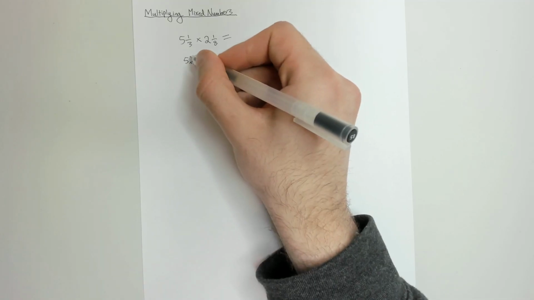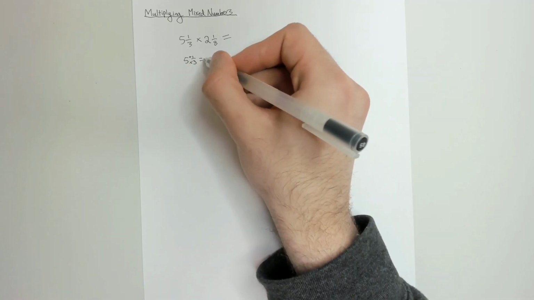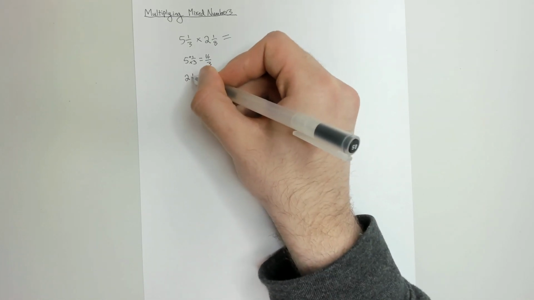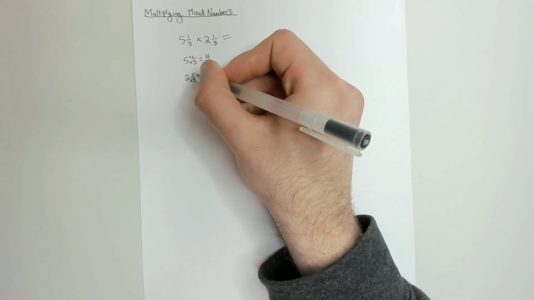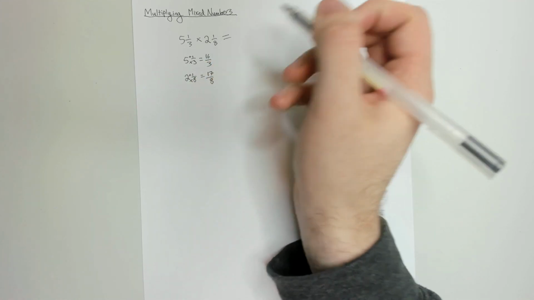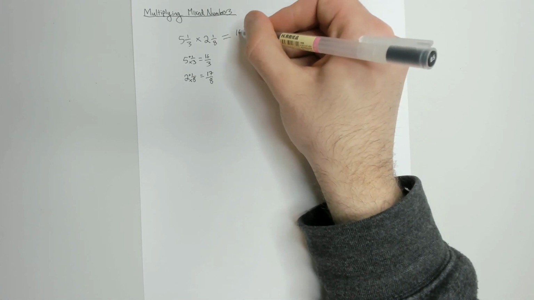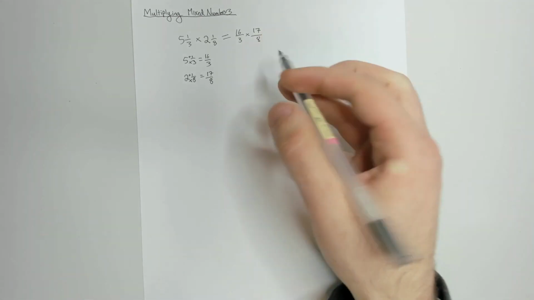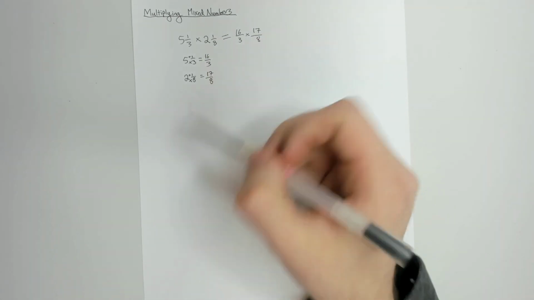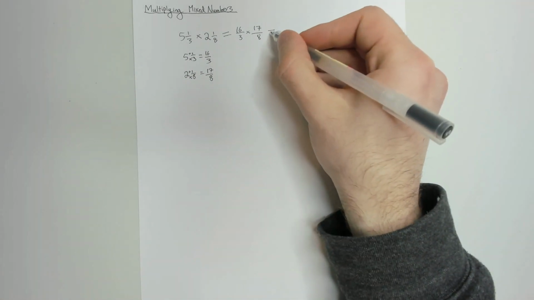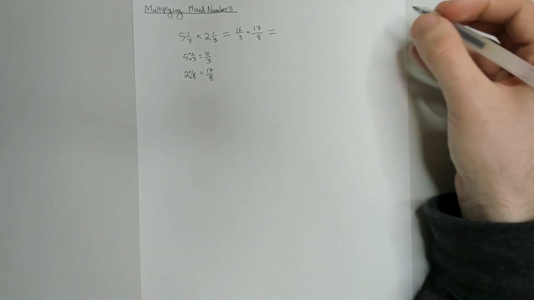If we do 5 times 3, which is 15, and add the 1, we're going to get 16/3. And for 2 1/8, if we do 2 times 8, which is 16, and add the 1, we get 17/8. So what we're going to end up getting is 16/3 times 17/8, just using their improper fraction equivalents. And then all we have to do is multiply the numerators and denominators.